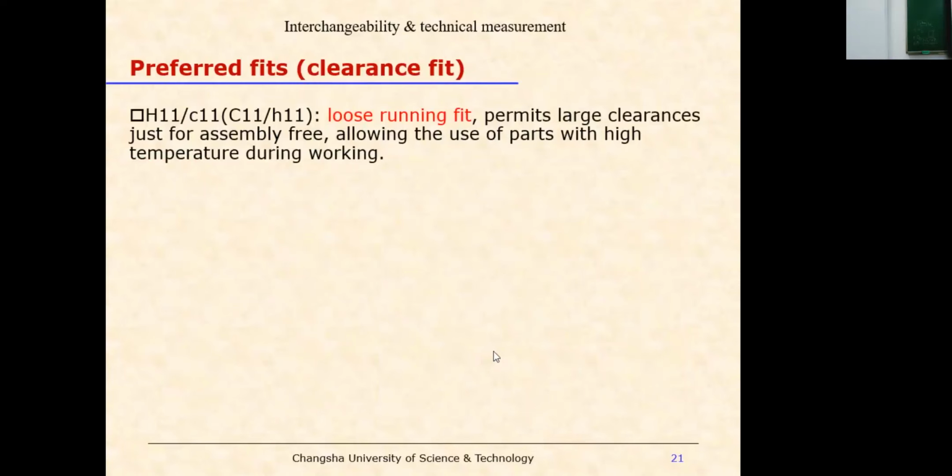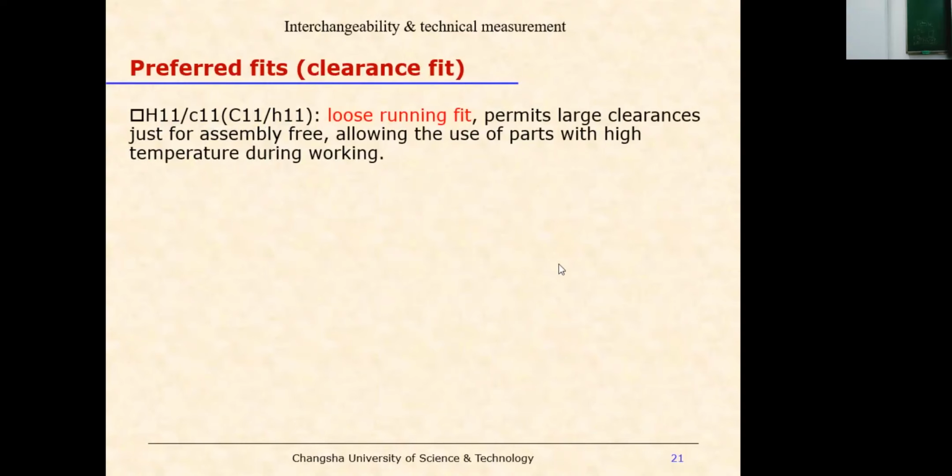Preferred fit for the clearance fit: H11 or C11 or C8 have the same clearance. The maximum clearance and the minimum clearance are the same. Just change the number: this H11, this C11, this C11, this H11, right? Just change the position or change the number. They have the same maximal clearance and minimal clearance. So this is for the loose running fit. It's running very quickly. It's a loose fit.